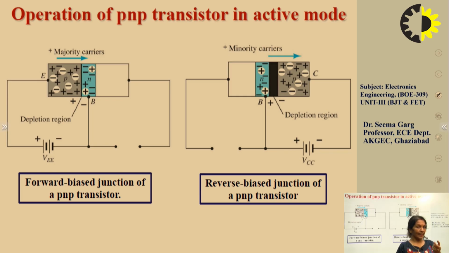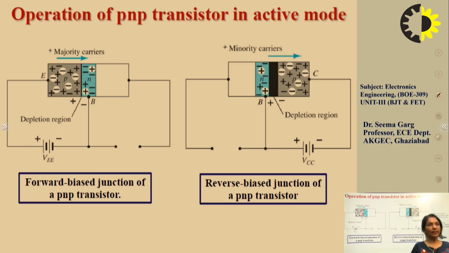Here, because the base terminal is very thin and also lightly doped, it will provide a high resistance path. So a very small amount of the charge carriers will contribute to the base current, and the remaining charge carriers will diffuse across the junction. Now coming to the second figure.